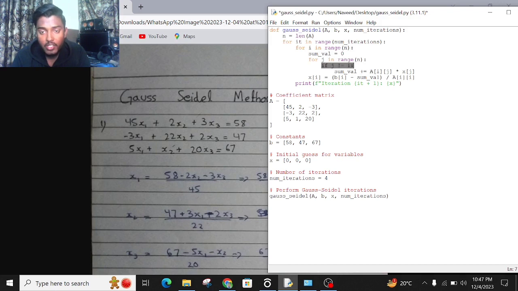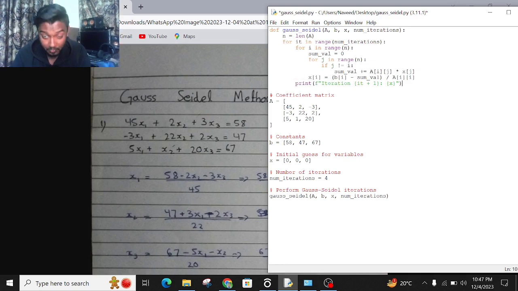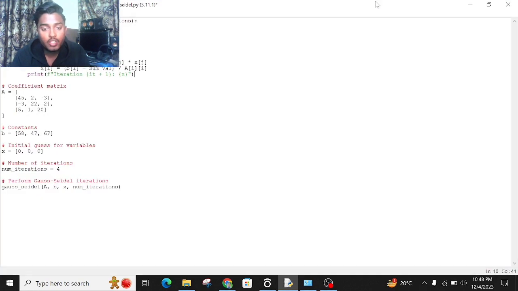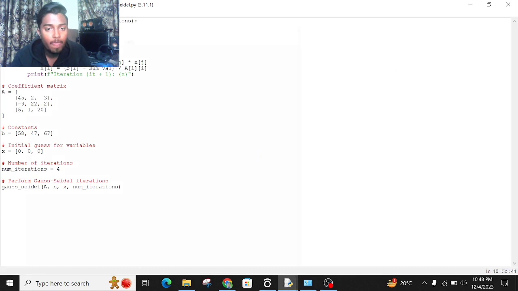Then we have our first condition: if j is not equal to i, then run this equation, which updates the sum value. Then here is the equation, which is in this loop, so this command will run. Then we have the print command here. It will print the value of the first iteration, second iteration, and third iteration. So let's run this code here.